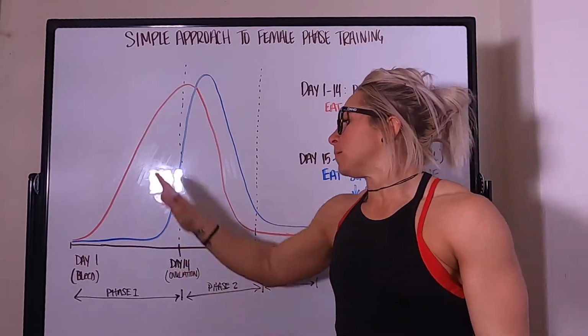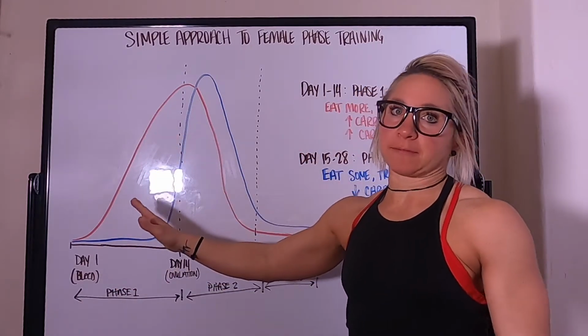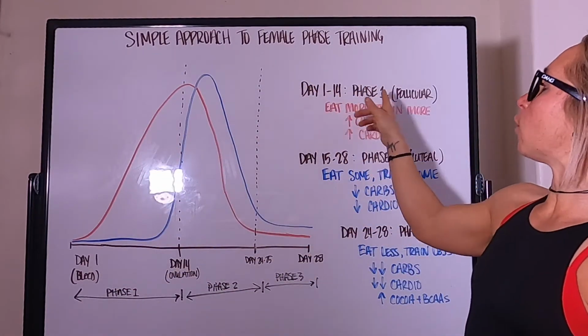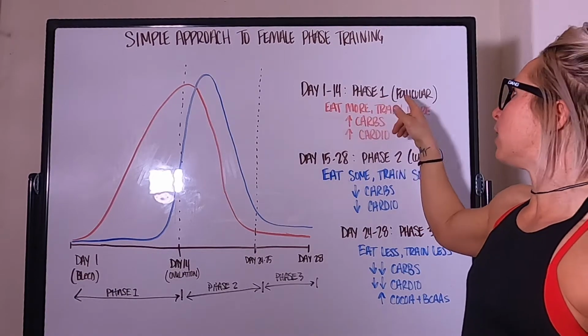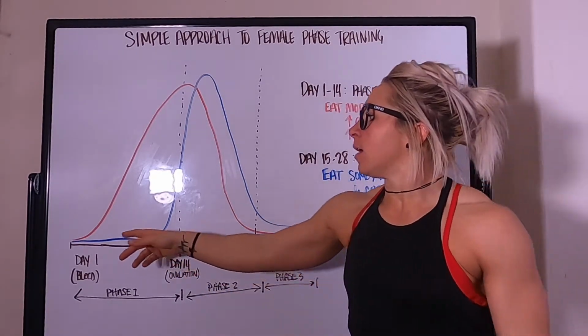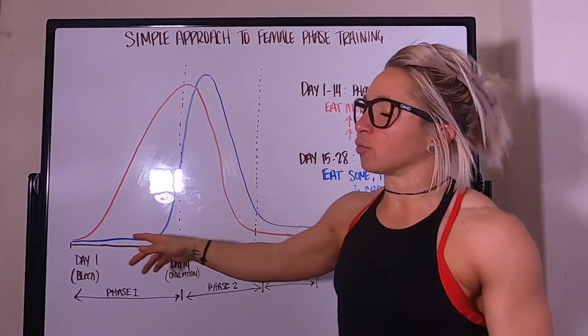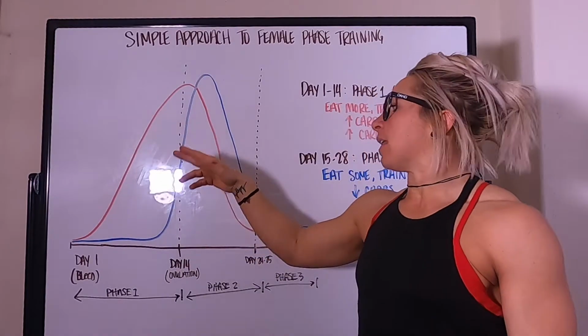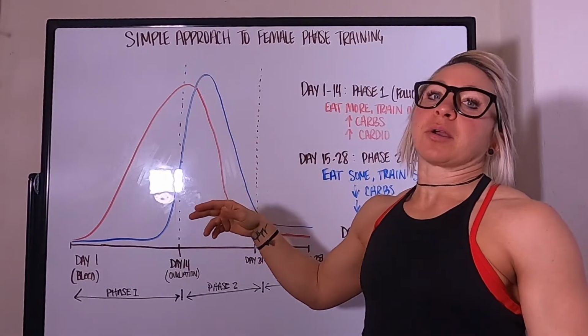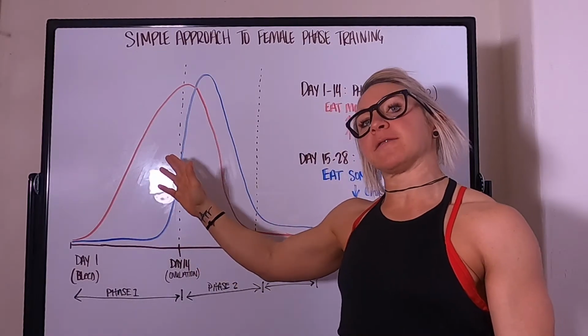So the first 14 days, that is known as the follicular phase, okay? So day 1 through day 14 is phase 1, and it's what we call the follicular phase, okay? It's a time where estrogen is more dominant, okay? So the red line here is estrogen and the blue line is progesterone, okay? And so estrogen is more dominant in phase 1, in the follicular phase.